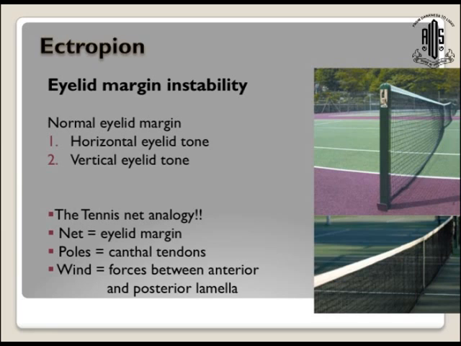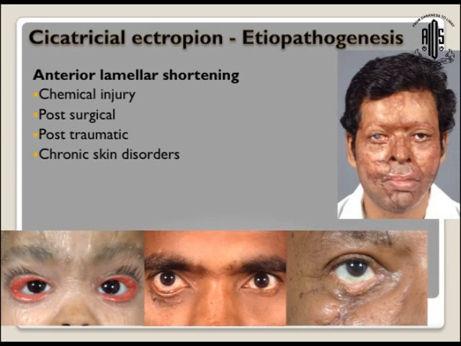That wind in the eyelid is your forces in the anterior and the posterior lamella. So suppose these canthal tendons were weak and the poles were weak, and the anterior lamella was stronger, you would end up having an ectropion, as against having an entropion if the posterior lamella was stronger.